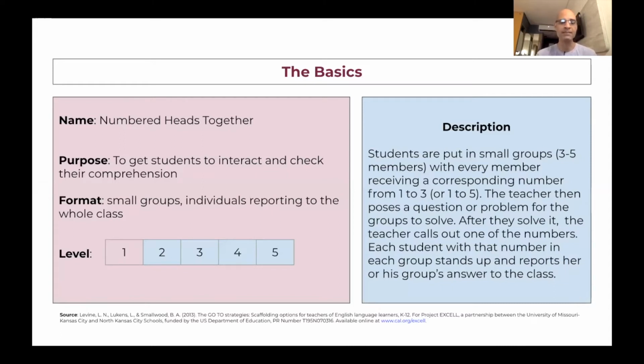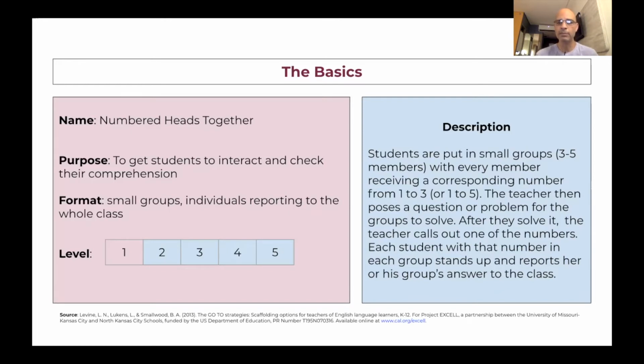So basically the idea here is to get students to interact and check their comprehension. You can do it in small groups with individuals reporting to the whole class. So how does it go? Oh, before that, of course, levels 2 to 5. Level 1 may be a little difficult for students at this level to participate in this activity because it involves some type of reporting, and they may not have the language skills for that yet. But if they do, go ahead and do it.